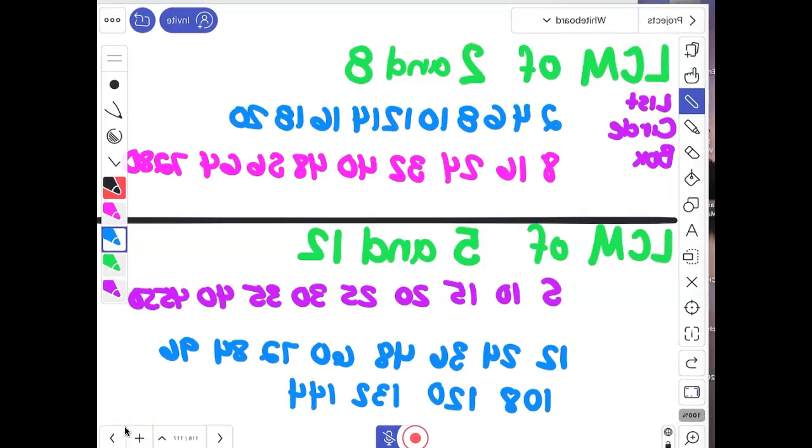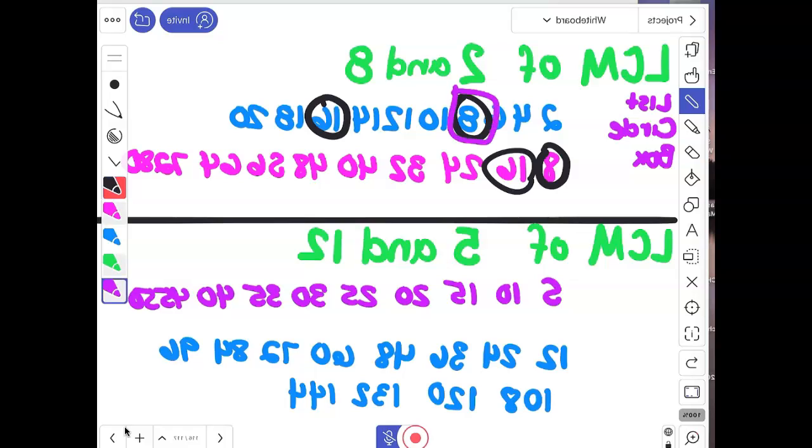Okay, so I got partway through. Now I've listed all of my 2s and all of my 8s. I'm going to go in here and I'm going to circle the ones they have in common. Both lists have 8. Both lists have 16. And that's it. 8 is less than 16. So the least common multiple is 8.